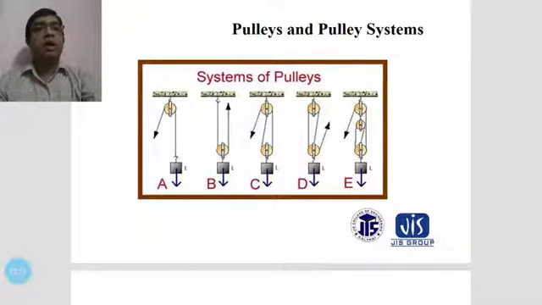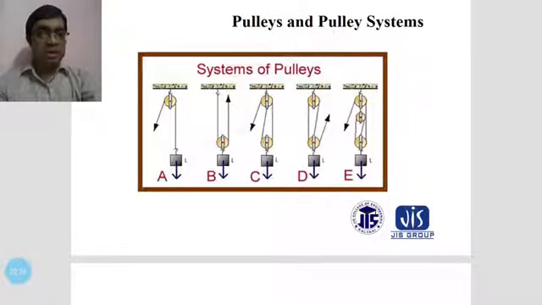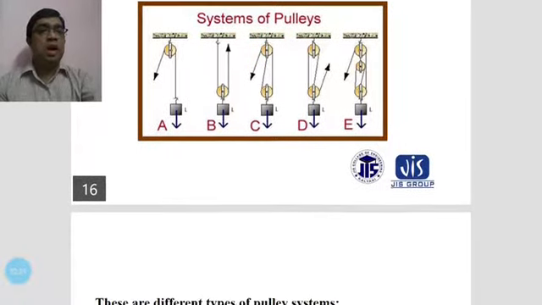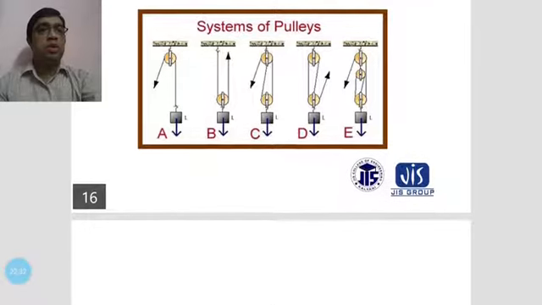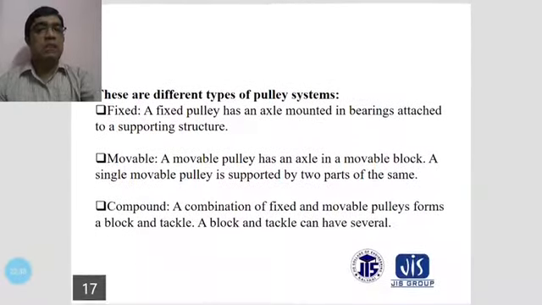Another thing is the pulleys and pulley systems. In hoisting equipment, some pulley systems are used, and five types of pulleys, A, B, C, D, and E, are given here. These pulleys are used in hoisting equipment, and these are the different types of pulleys.